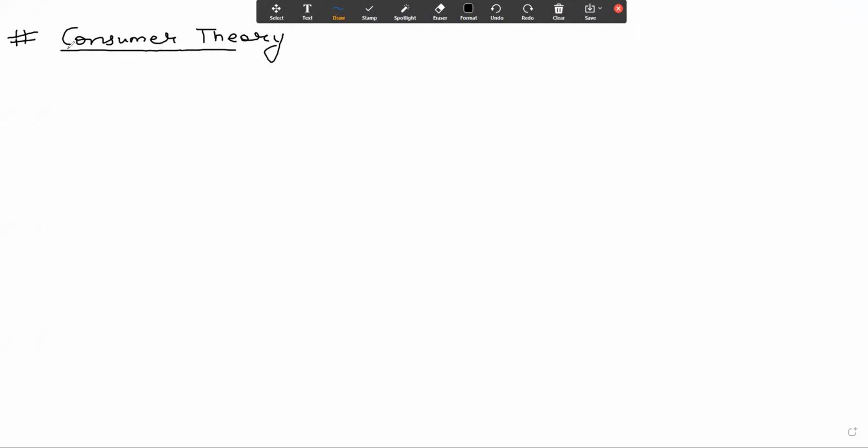Okay, formally, this is chapter 21 of the book which I am following for my lectures on introductory microeconomics. This is Gregory and Mankiw. Okay, so I'm following this book for my lectures on introductory microeconomics course. Okay, and we are looking at chapter 21, which is consumer theory.